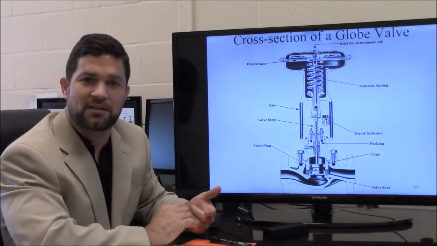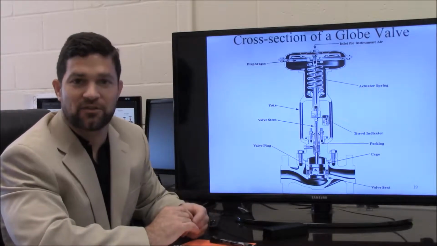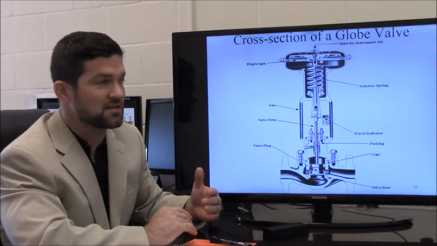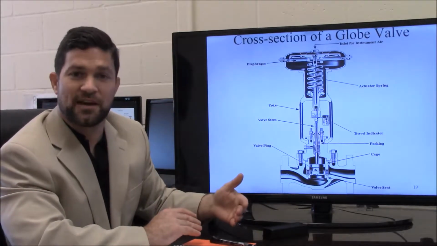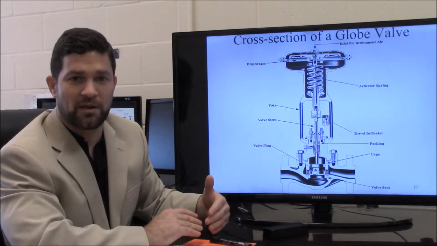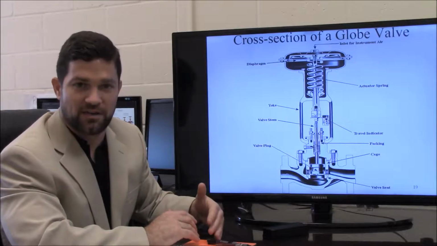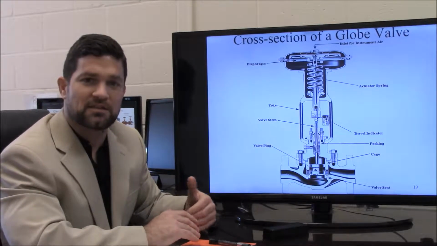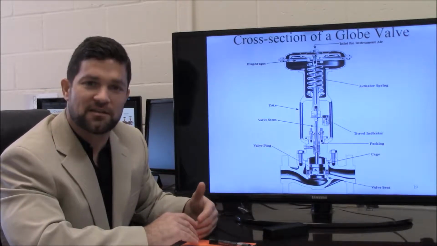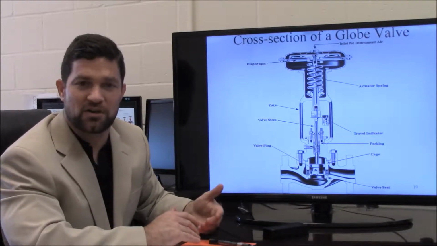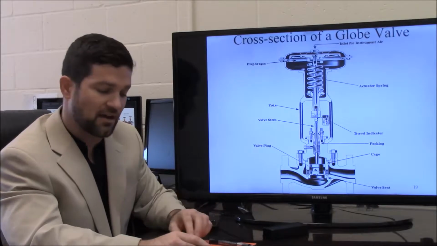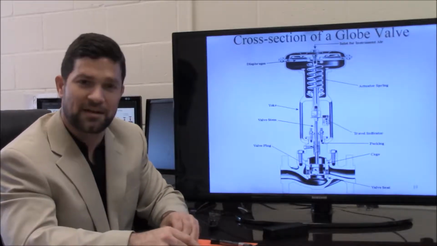Now depending on how the valve is designed, it can be air to open, which an increase in air pressure will cause the valve to open, or it can be air to close, whereas an increase in air pressure will cause the valve to close. The selection of either of those mechanisms is based on the desired operation or the desired performance of the control valve in the system. We'll come back to that later.